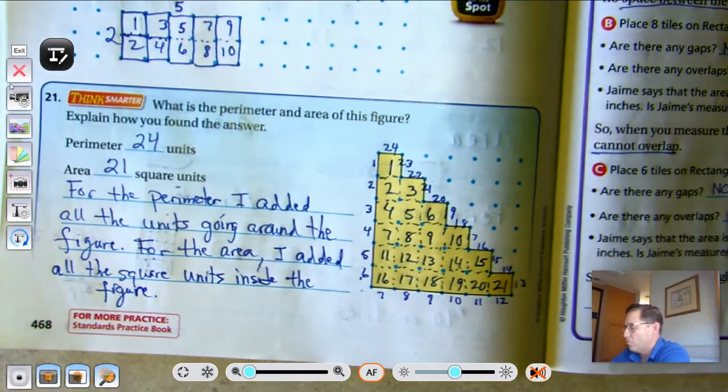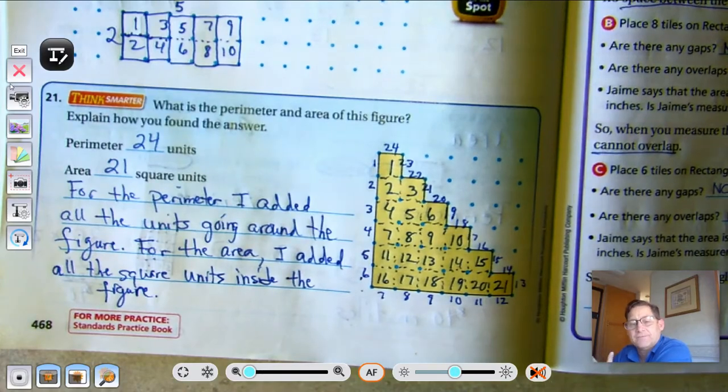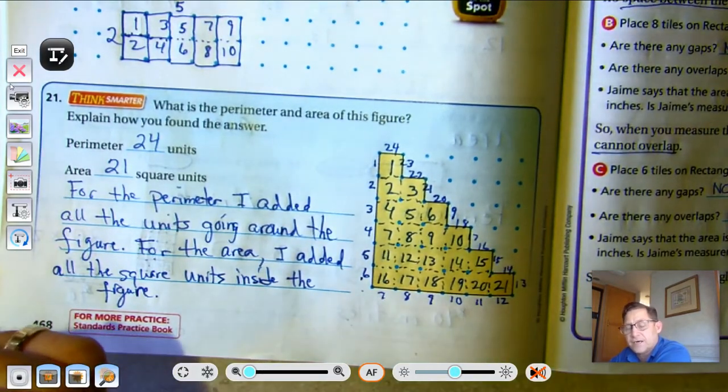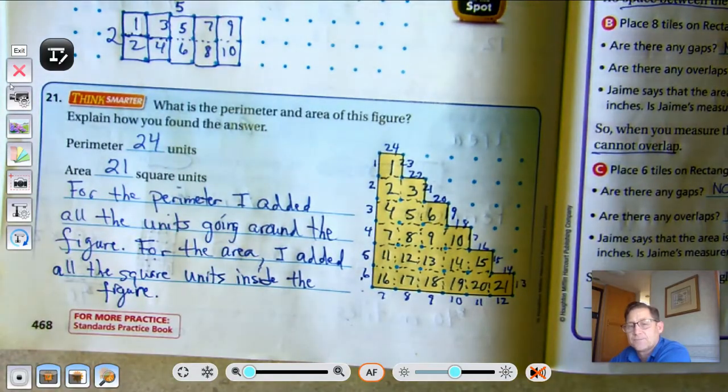So that's it for understanding area. Okay, area again is the number of square units covering a flat surface. Perimeter, we know, is the distance around the outside of a figure.